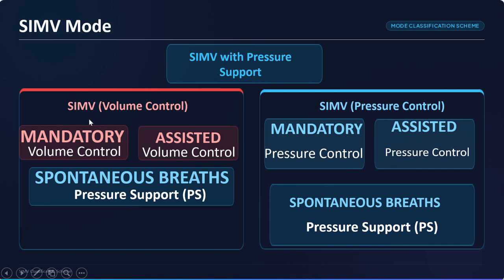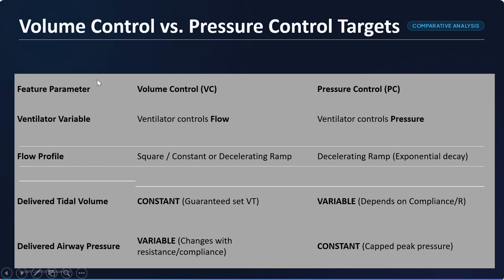If you put SIMV with volume control, the mandatory and assisted breaths are by volume control and spontaneous breaths by pressure support. If you put the patient on SIMV pressure control, the mandatory and assisted breaths are by pressure control and spontaneous by pressure support. Volume control versus pressure control targets: volume control here, pressure control here.